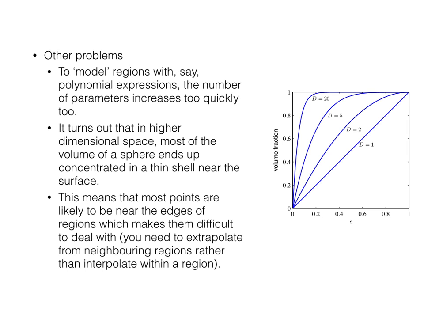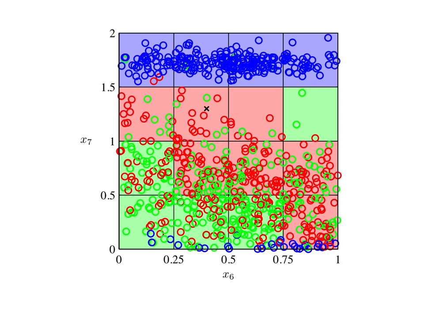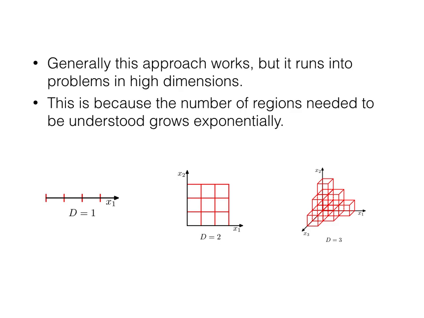So it turns out that in high-dimensional space, most of the volume of a sphere ends up concentrated in a thin shell near the surface of that sphere. So most of the points in high dimensional space tend to be near the edges of regions in that space, which means that we need to extrapolate between the different regions. That's like looking at the spaces between, say, the blue and the red squares or the green and the red squares, rather than within the squares.